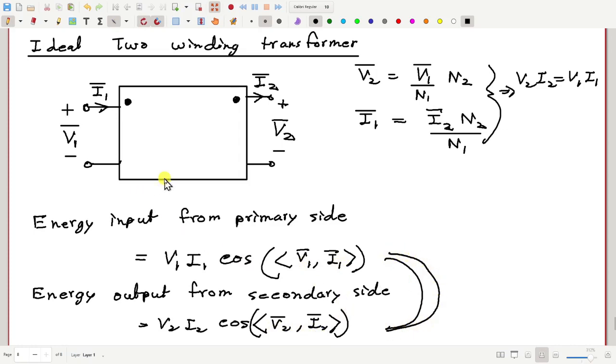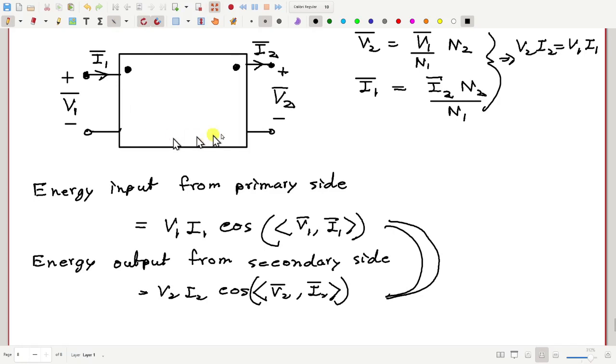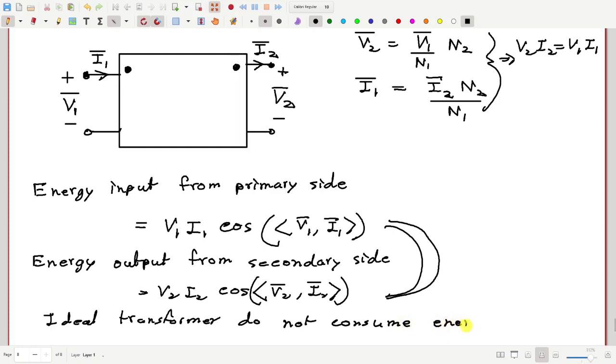So energy is therefore conserved in the sense that this transformer, this black box itself, does not consume any energy. Whatever energy comes from the left side goes out from the right side, and there is no overall energy consumption by this transformer at all. So an ideal transformer does not consume or generate energy.